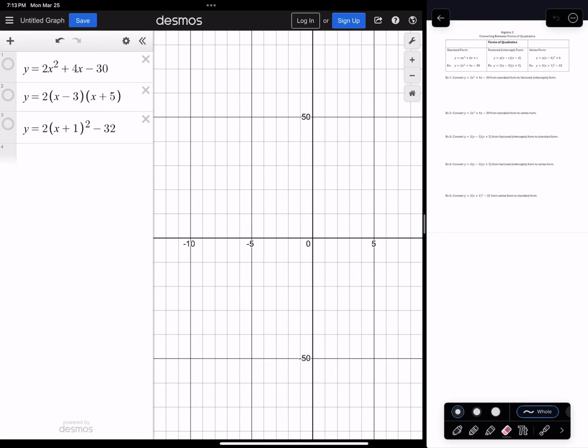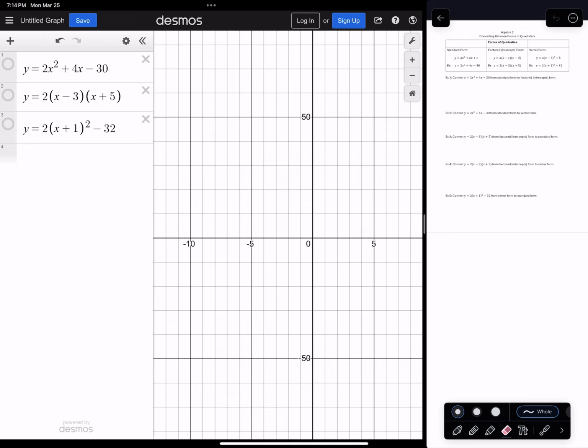Okay, so we're going to look at the different forms of a quadratic. If you look over here on the left, the first form is our standard form, 2x squared plus 4x minus 30. In the second line down, we have our factored form, or what we call intercepts form. And we have 2 times the quantity x minus 3 times the quantity x plus 5.